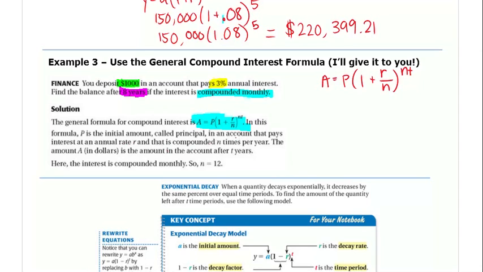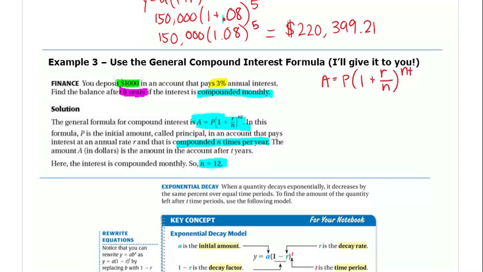The T is still the amount of years, but the N now is how often it is compounded each year. In this case, since it's being compounded monthly, our N is going to be 12. If it was compounded weekly, our N would be 52, because there's 52 weeks in a year. If it was compounded daily, which would be awesome, it would be 365. So your T is still the amount of years you're leaving the money in the account for. However, your N is telling you how often it's compounding this interest.